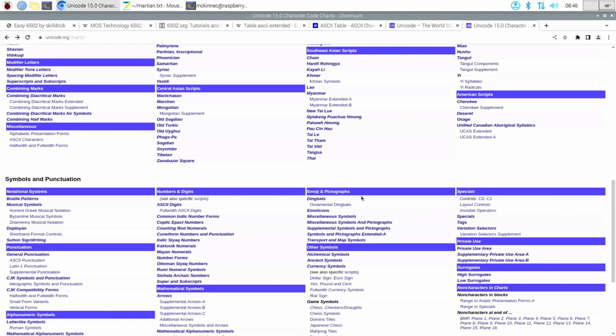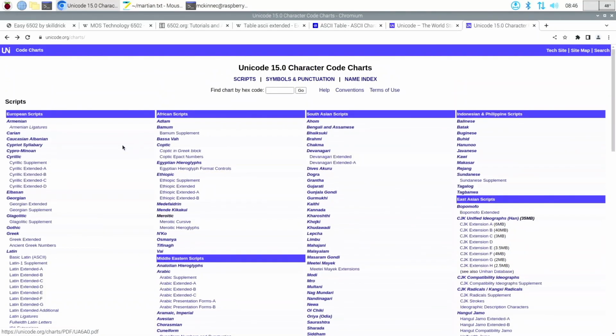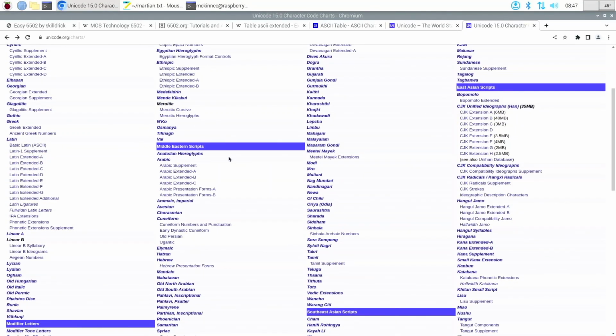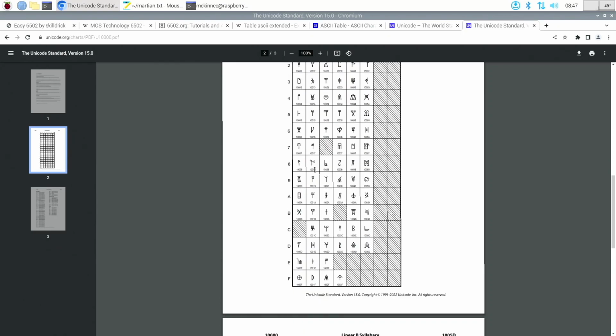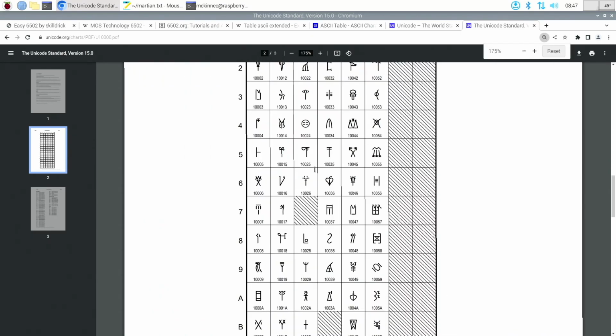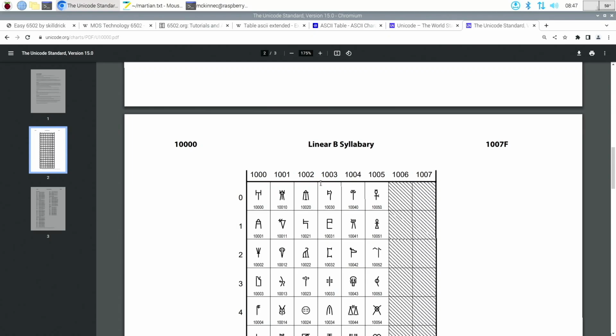Okay, so there is, of course, everything you could possibly imagine and then some, right? Including a lot of things that are not actually used anymore in anything other than, say, an archaeological sense. So, for example, how many of you guys really need to think about Linear B syllabary? No, it's not Klingon.